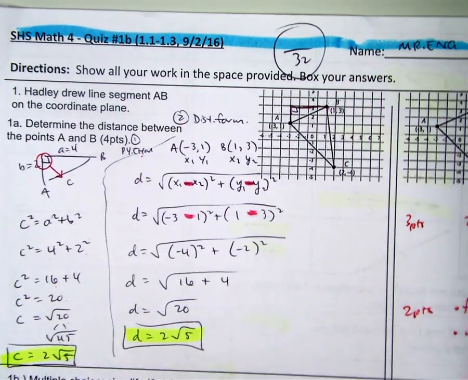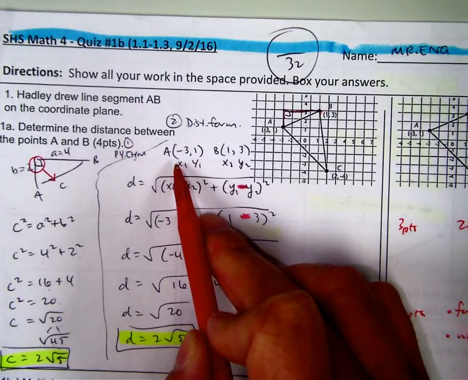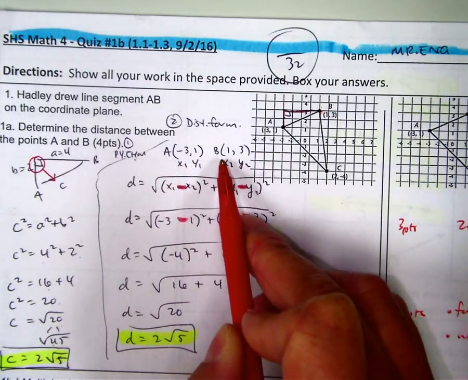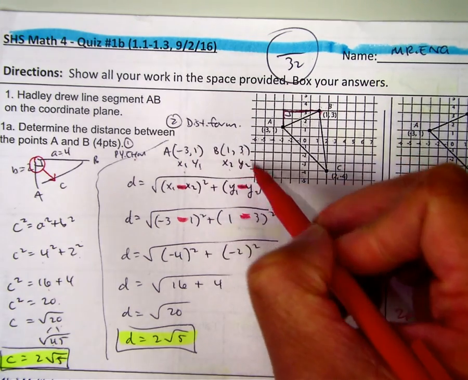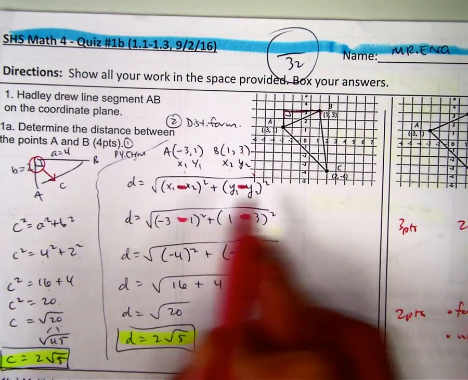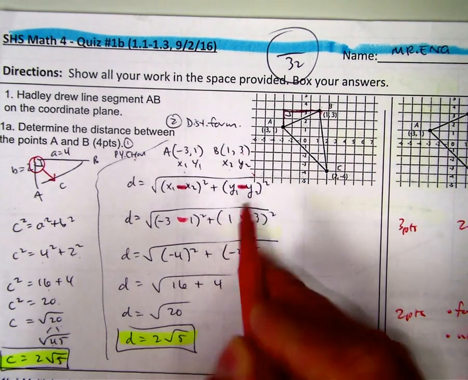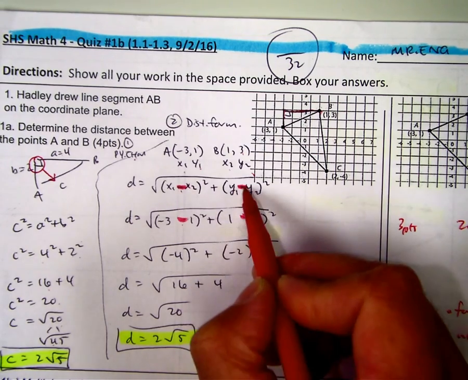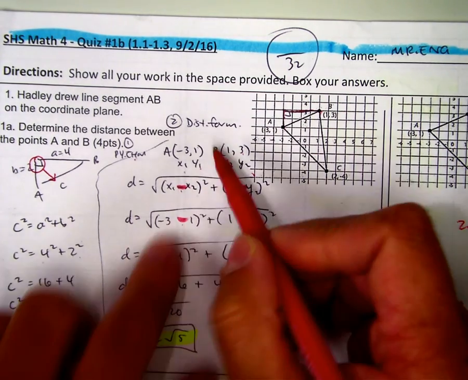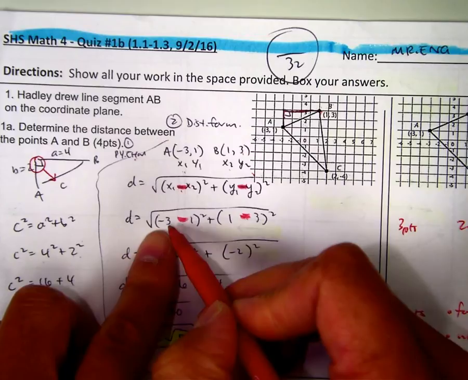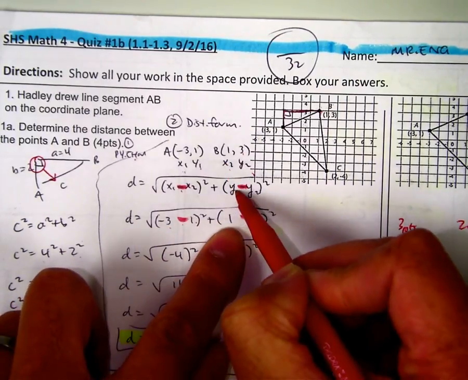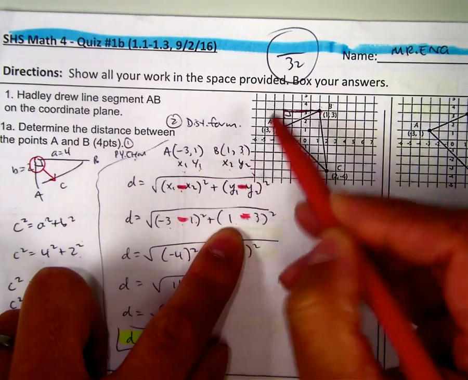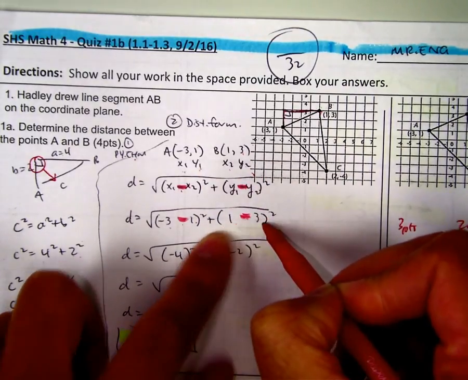Now, if you use the distance formula, I wrote down the coordinates for A, -3, 1. B is 1, 3. And then I label them x1, y1, x2, y2. Always, always, always write down the formula. Notice how my red there is there, because that's a common mistake, and then I just do my substitutions. x1 is -3. My x2 value is 1. My y1 value is 1. And my y2 value is 3.